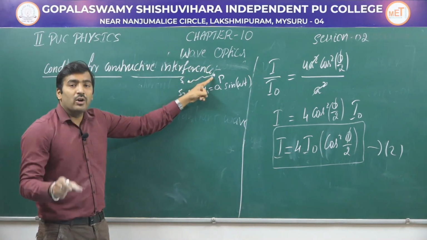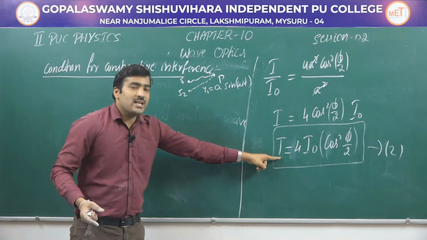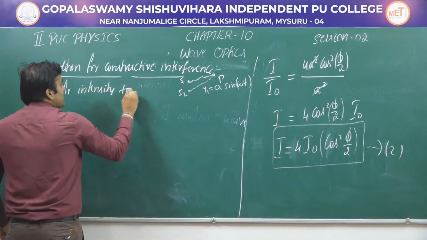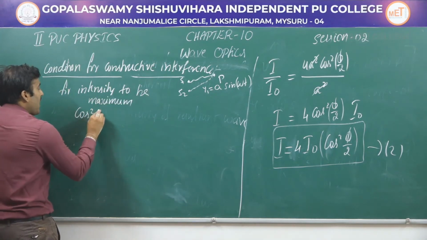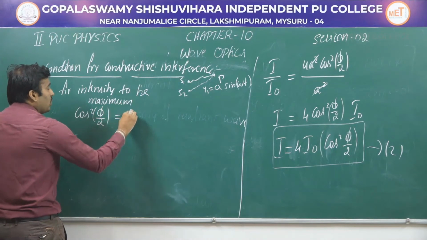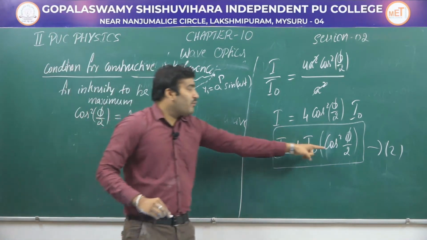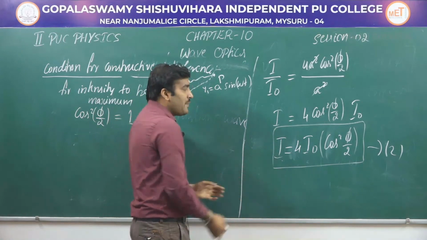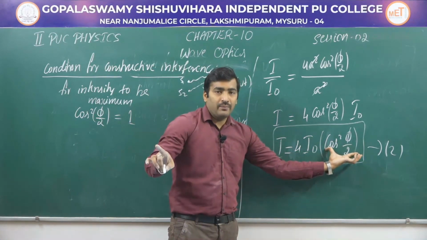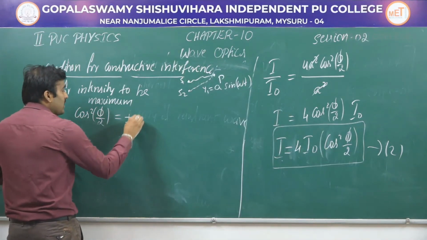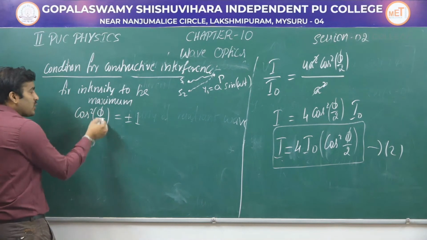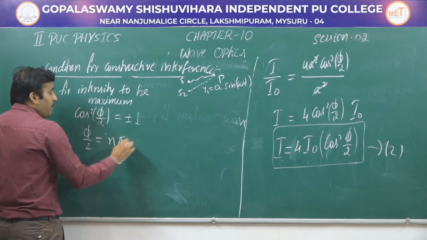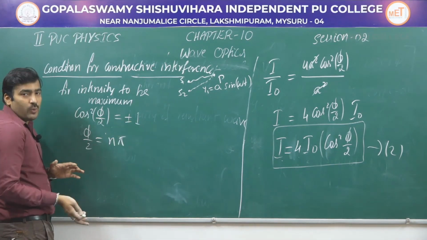So at the point P, if I want to get the maximum intensity, this term has to be maximum. For intensity to be maximum, cos square phi by 2 is equal to 1, correct? Because the value of cos will be maximum if it is equal to 1. Therefore, if this term has to be maximum, this term should be equal to 1. Then cos phi by 2 is equal to plus or minus 1. So if cos square phi by 2 is equal to 1, the value of phi by 2 should be equal to integral multiples of pi. Then only this value is equal to plus or minus 1, correct?